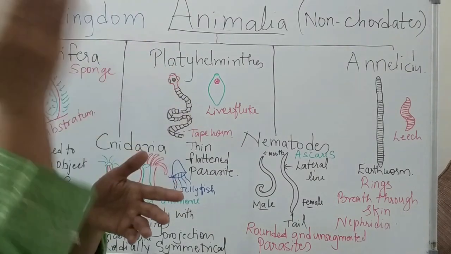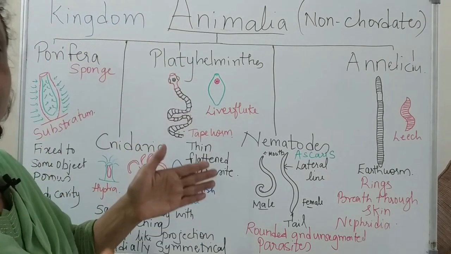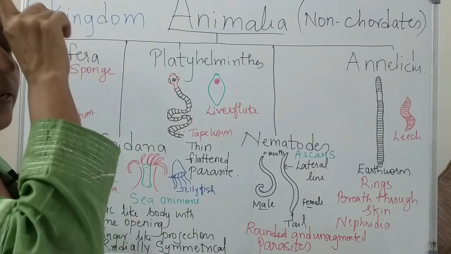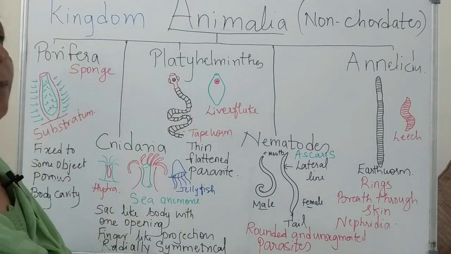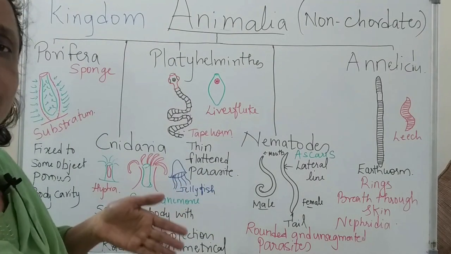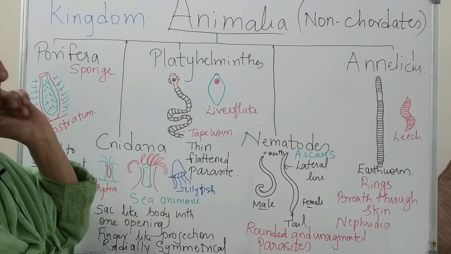And it is radially symmetrical. That means you take any plane, you can divide the animal into exactly two. Like we are bilaterally symmetrical, we can be divided into two in only one plane. But for them, in any plane, they can be divided into two. So, they are known as radially symmetrical.